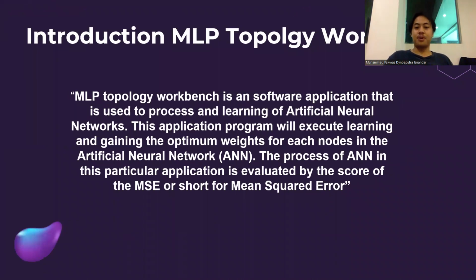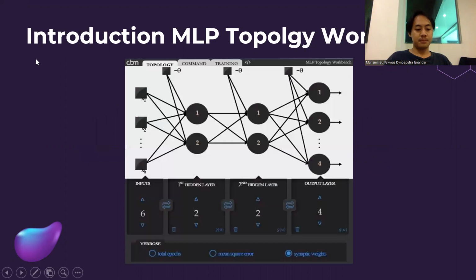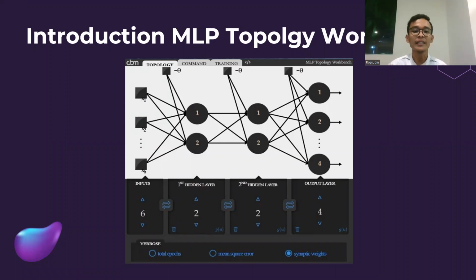What is MLP Topology Workbench? You might ask. It is a web-based software application that is used to process and learn artificial neural networks. This application program will execute learning and gain the optimum weights for each node in the artificial neural network. The process of ANN in this particular application is evaluated by the score of MSE, or short for mean squared error. This picture you see below is the interface of the MLP Topology software.